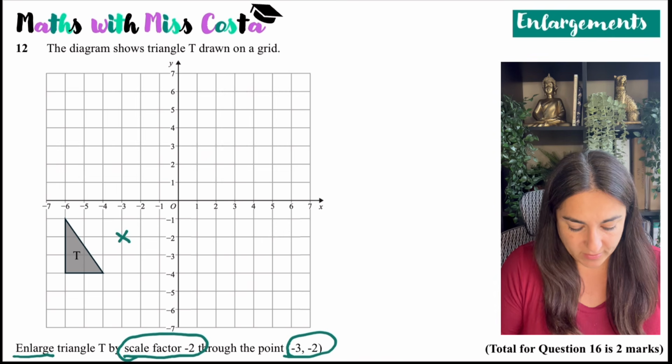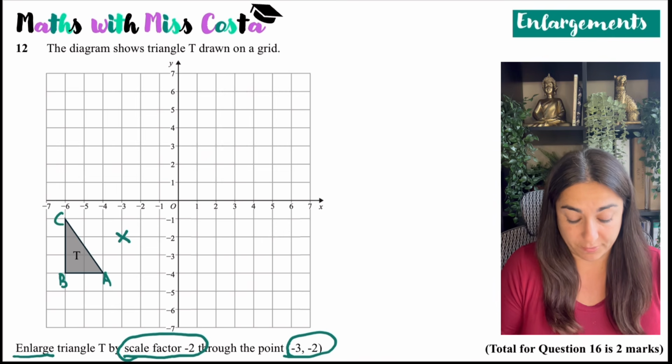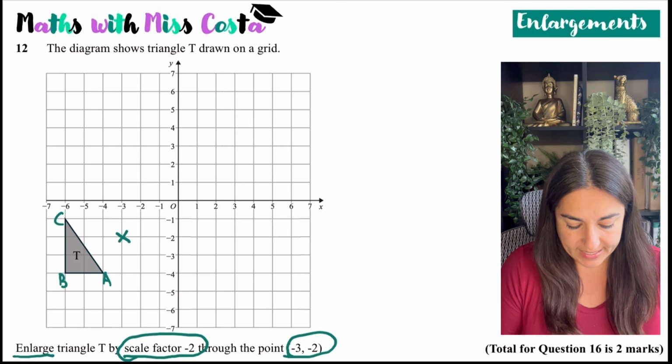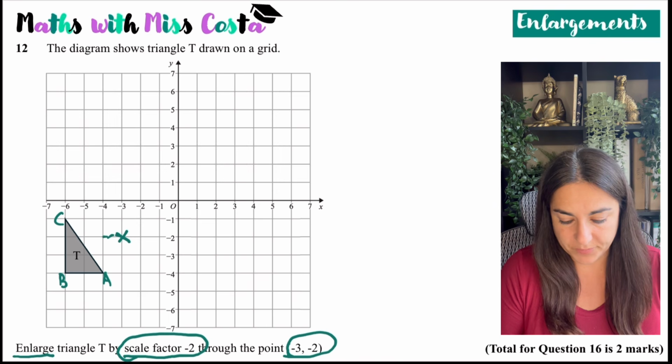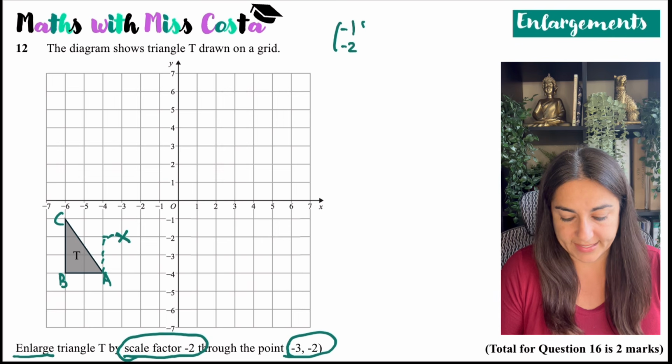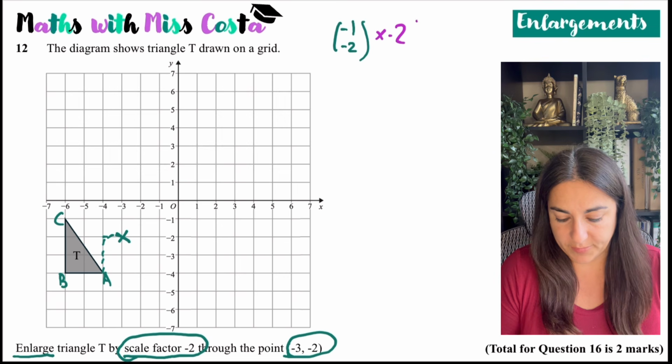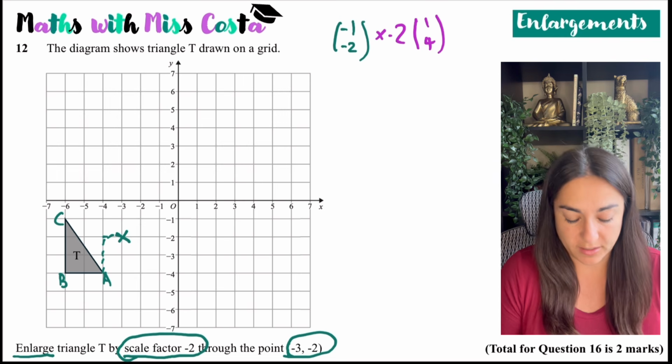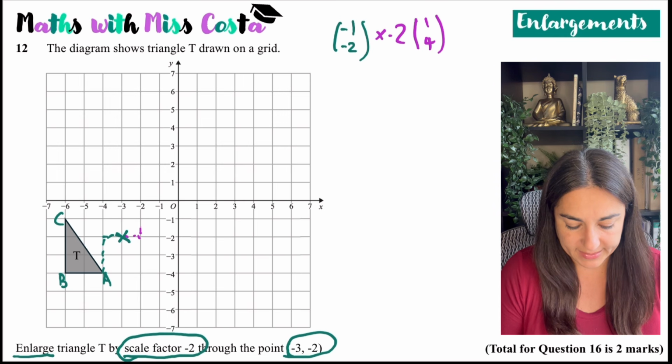So what I do is I'll label this A, B, C. I've got 3 points, and what I want to do is think, okay, from my center of enlargement, how do I get to each point? So to get to point A, I'm going across 1, so -1 on the x-axis and -2 on the y-axis. I'm going to times this by -2, and that's going to give me +1 and +4. So that means from my center of enlargement, I'm going to go across 1 on the x-axis and up 4 on the y-axis. So that's where my point A is going to be.